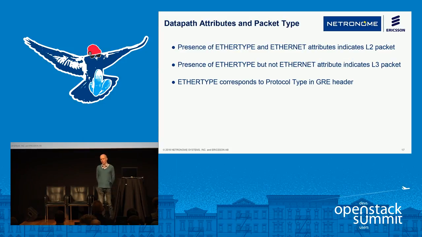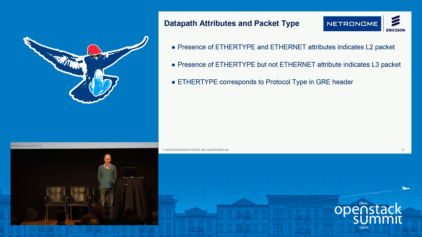And lastly, the attributes. We'd like to be able to distinguish between a packet which is layer 2 and layer 3. This is basically done through the absence of the Ethernet attribute. The Ethernet attribute here refers to the source and destination MAC addresses, and the ether type is the Ethernet type. So that's present regardless.